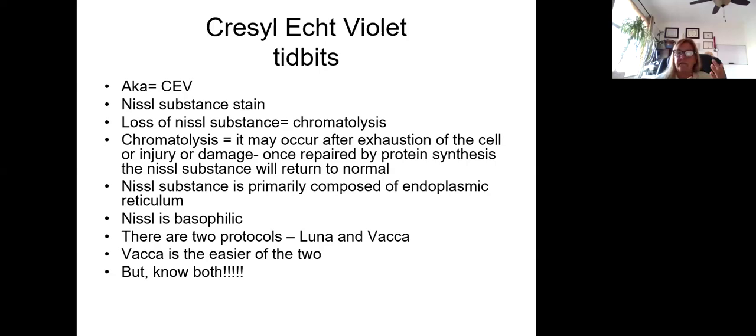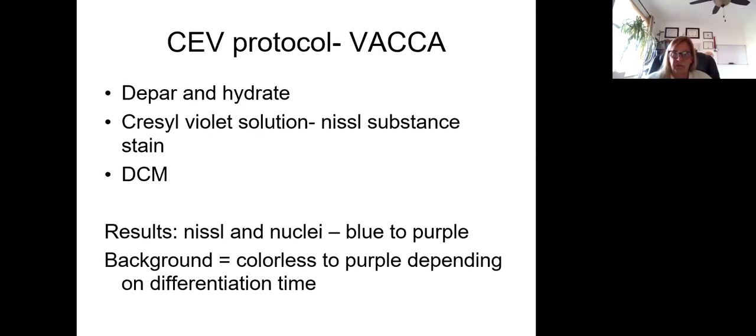Yeah, and there are two protocols. There's Luna and then there's Vicka. Now, Vicka is the easier of the two, but you need to know both. So easy, cheesy. You're going to deparaffinize and hydrate, go into crystal violet, DCM. That's it. And so your Nissl substance is going to be blue to purple, and your background will be colorless to purple, depending upon your differentiation time. And your differentiation time is in that 95% alcohol.